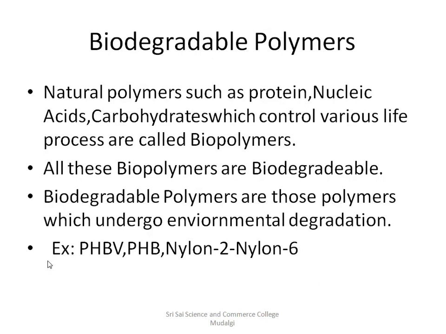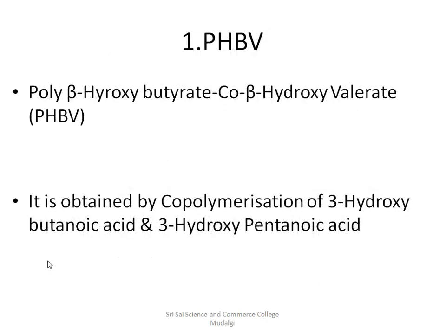So we'll see what these example expansions are. The first one is with respect to PHBV. What is PHBV? Poly beta hydroxybutyrate copolymerized with beta hydroxyvalerate. Here "co" refers to copolymerized. So PHBV is nothing but poly beta hydroxybutyrate copolymerized with beta hydroxyvalerate, which is commonly called what? PHBV. Now, what are the monomers present for the formation of PHBV?